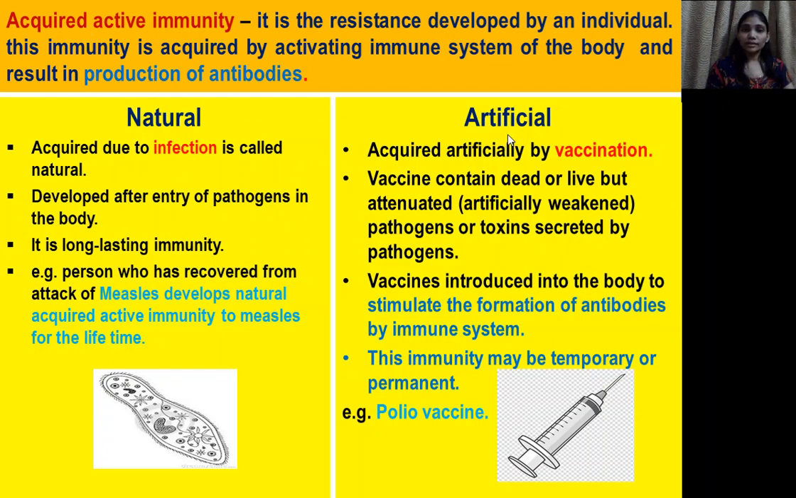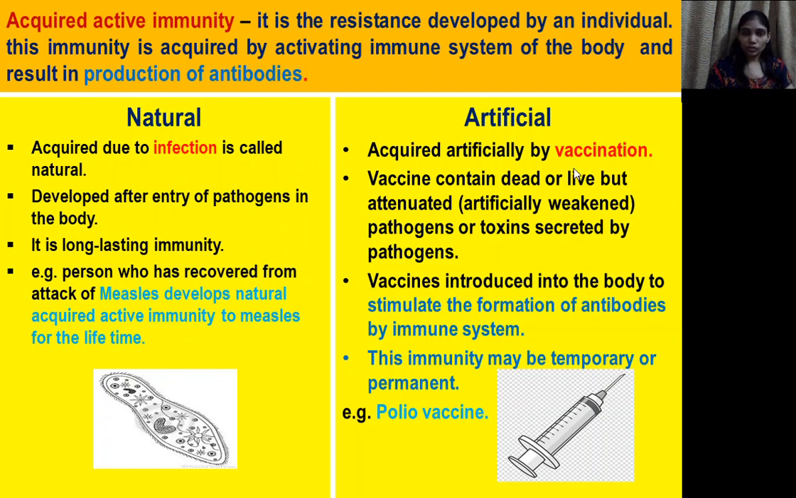What is the artificial active? Artificial active immunity is acquired artificially by vaccination. Here the infection came, so antibodies formed, the production of antibodies. Here there is no infection; instead of that, vaccination is there. For example, for small children we give the polio vaccine after 1 year, then 2 years, up to the 5 years. So this is the artificial infection, or the vaccination, given to that baby.